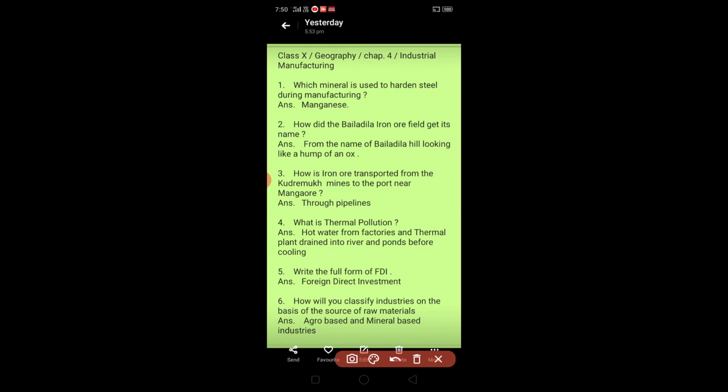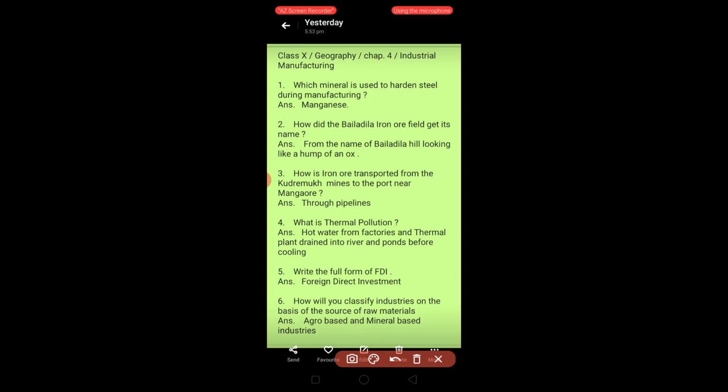What is thermal pollution? Thermal pollution is the hot water from factories and thermal plants drained into rivers and ponds before cooling.